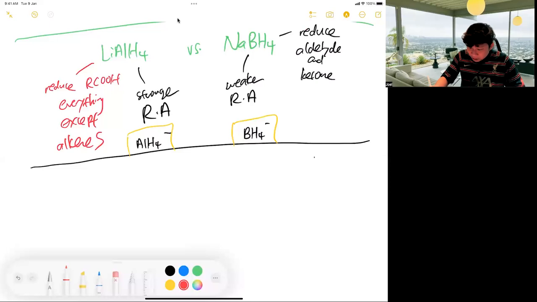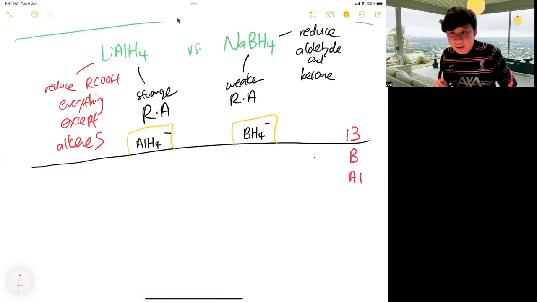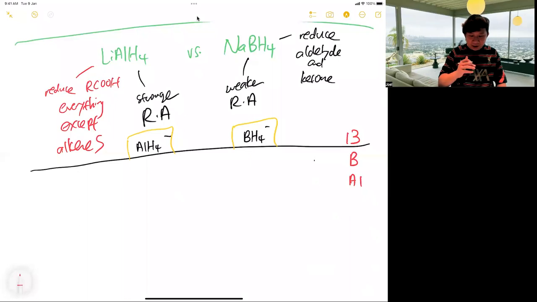Now, in the periodic table, B is on top, Al below, group 13. Now you have to think, this is an A-level question that keeps being asked. A lot of schools keep asking it already. Why is AlH4 minus a stronger reducing agent than BH4 minus? What do you think? Have the impression, it's an A-level question, so you better know. Maybe it's in a small part of the notes.